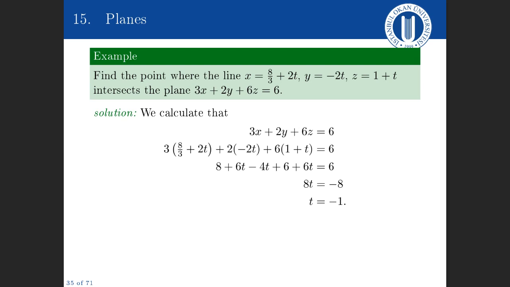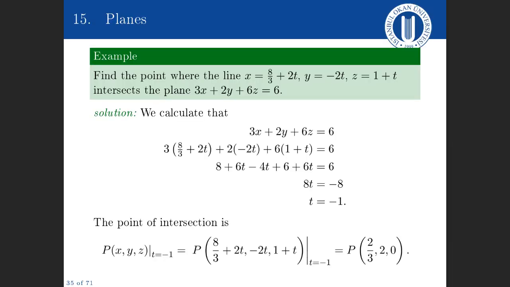As soon as we know t, we can put that into the equation of the line and we can find x, y, and z. The point of intersection is the point x, y, z when t is equal to -1. So that's 8 over 3 plus 2t, minus 2t, 1 plus t, but with t equal to -1. So 2 over 3, comma 2, comma 0.